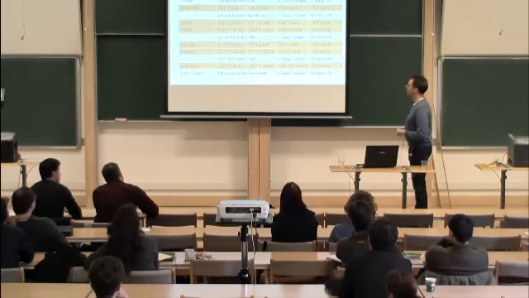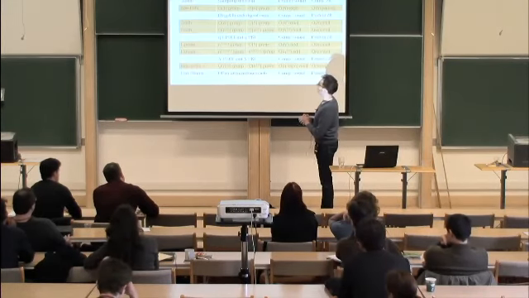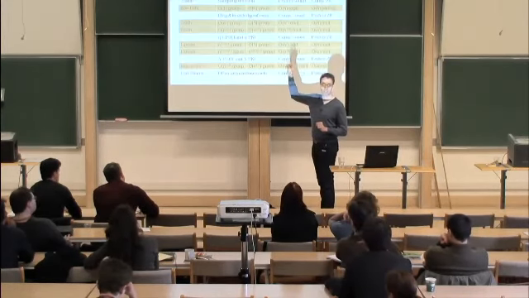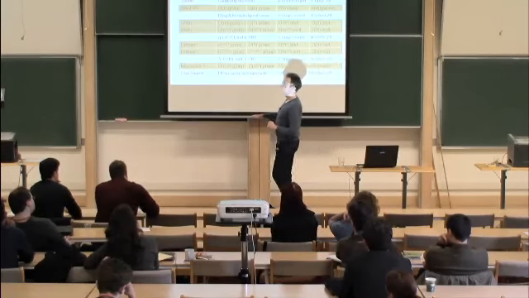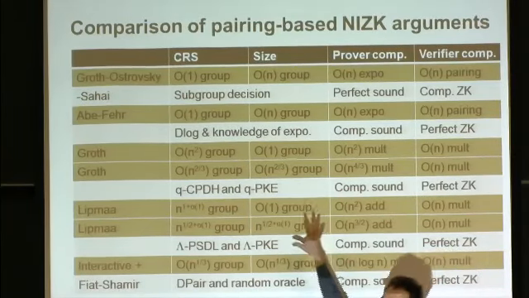So I tried to organize this with what I think are the most reasonable assumptions on the top right and the most risky assumptions on the bottom right. So this work is of interest if you don't believe in the random oracle model, right? But you still want to get something that's sublinear.